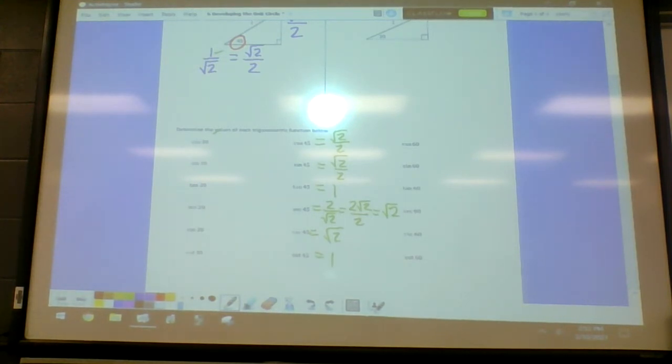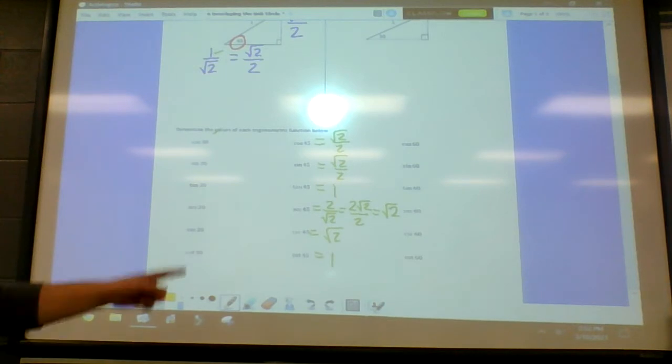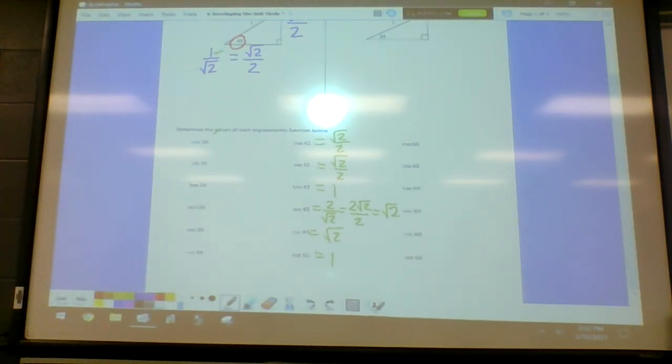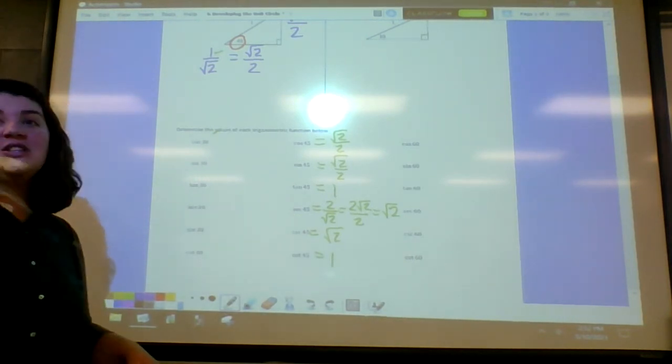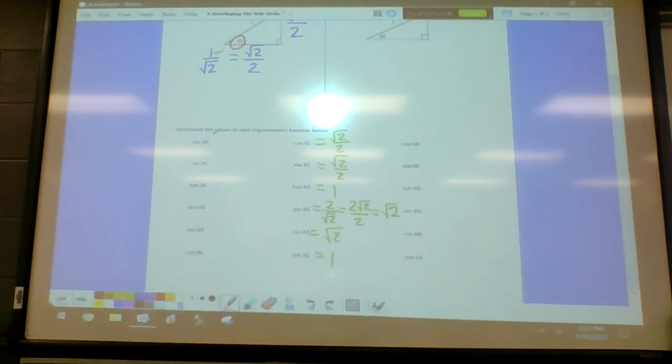What was that? Memorize the circle or memorize these? Hopefully we use them enough that you know them, but yes, you're going to need to know them. The best thing to do is just make the circle over and over and over again. Just keep making it. The reason I didn't just give it to you and say, here, memorize this, is because I want you to understand where it's coming from. If you know where it's coming from, it's going to be easier to memorize.